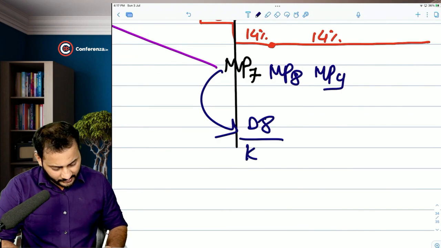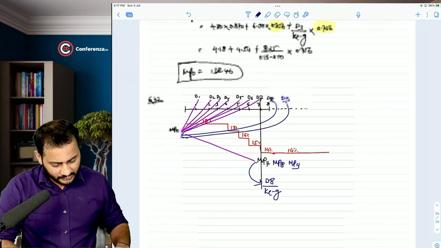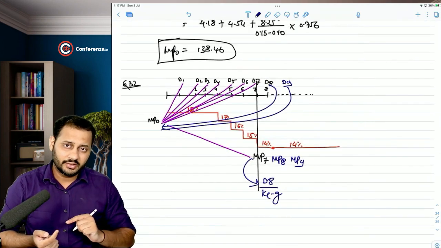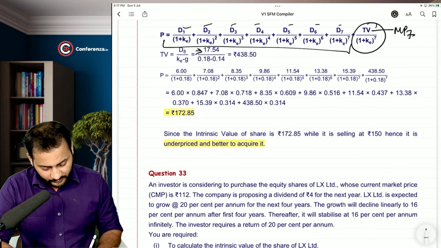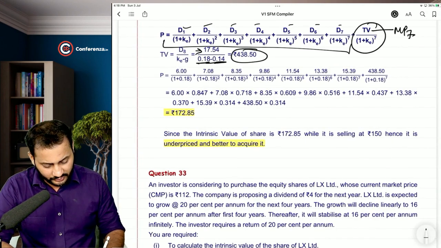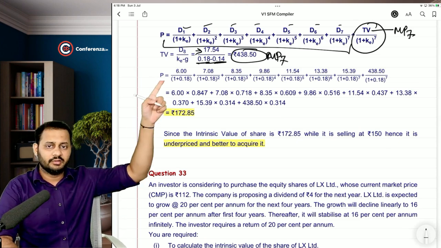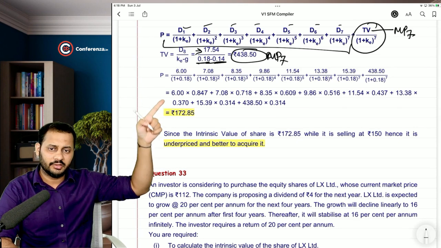D8 divided by cost of equity minus growth. D8 has also been calculated by you, and the growth rate will be 14%. See, 17.4, growth rate will be 14. So this is going to be MP7. Put it in the formula, and you will get the answer.